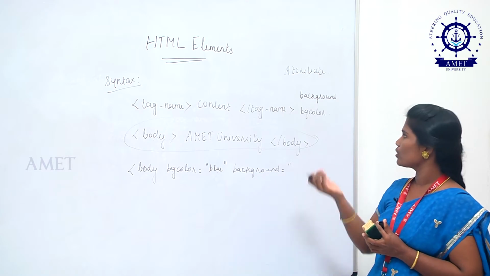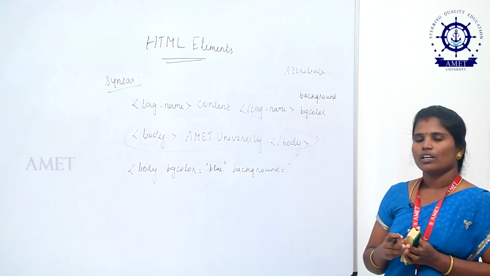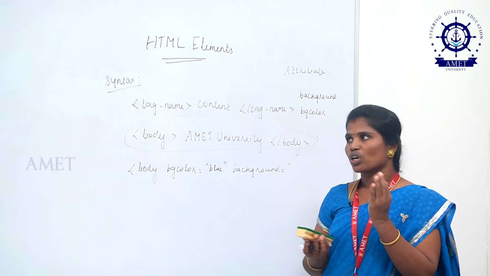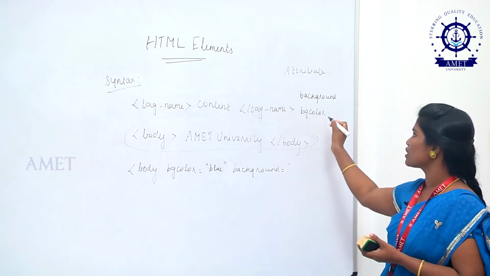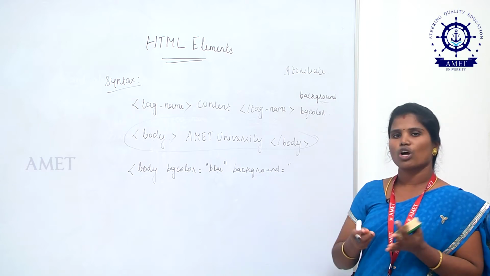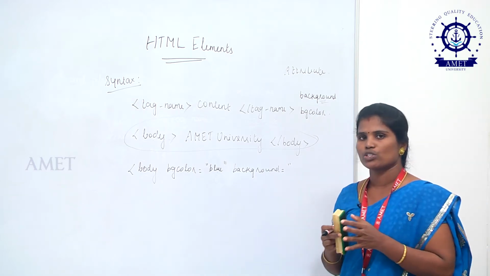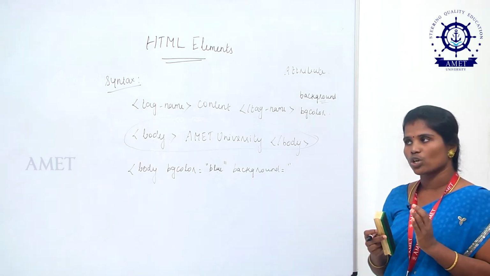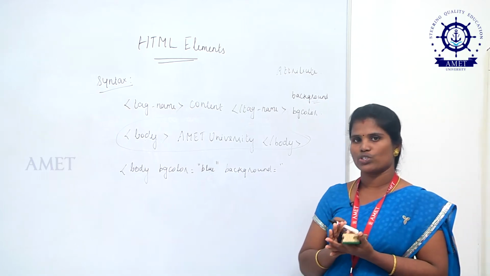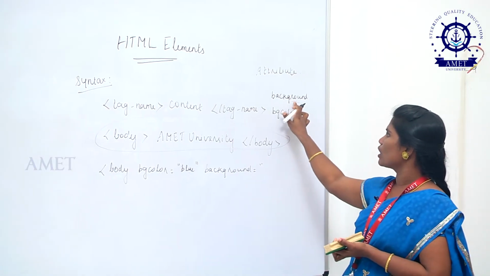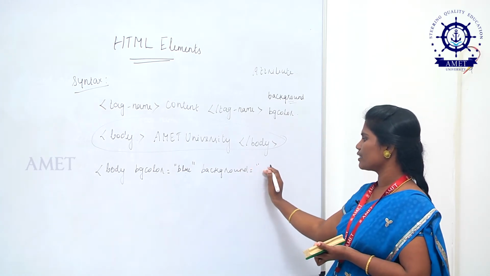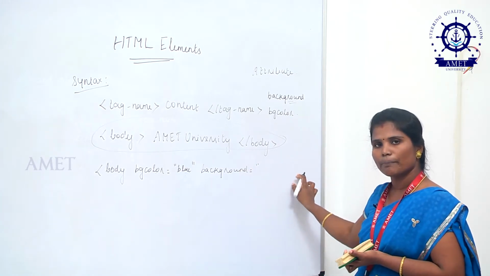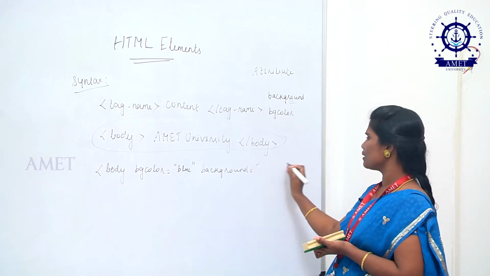Actually, why are we using the background attribute? If you want to insert a picture on the background of your web page, you can go for the attribute background. You are not inserting an image on the web page, you are inserting an image on the background of your web page. So use the attribute called background. Inside the attribute, just specify the URL of your picture within double quotes.